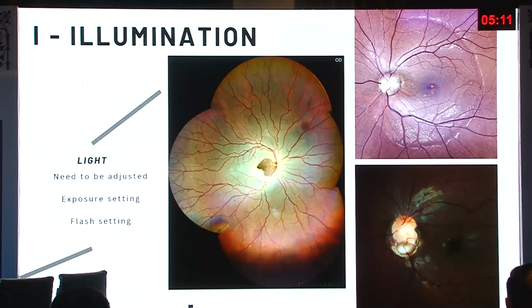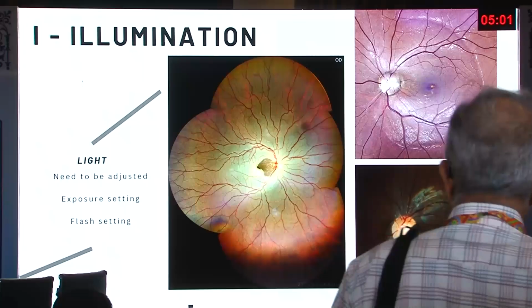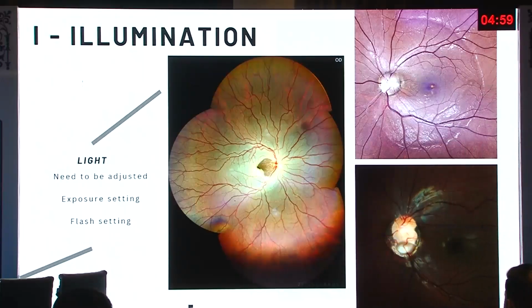So the next, I, stands for illumination. So light. The light has to be adjusted. Too much light and too little light are both a problem for us. You have to decide in which pathology you want a highly exposed image or a less exposed image. In the first image, it's basically a cilioretinal artery sparing CRAO. Because the exposure setting and the flash were set a bit high, the retina in the posterior pole is appearing a bit bleached out.